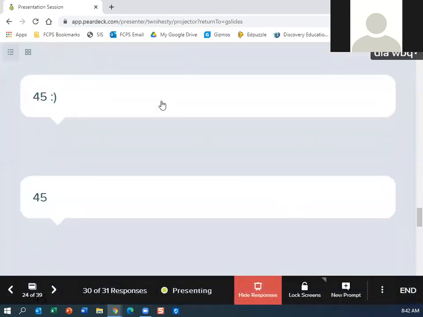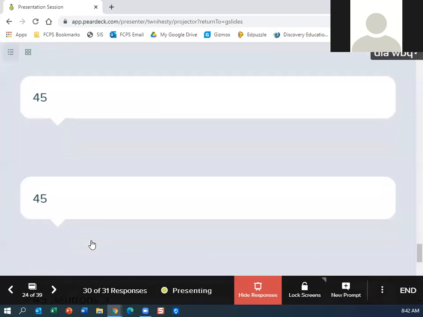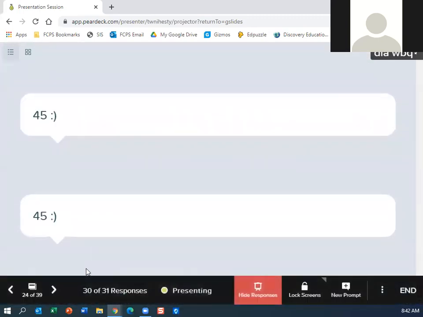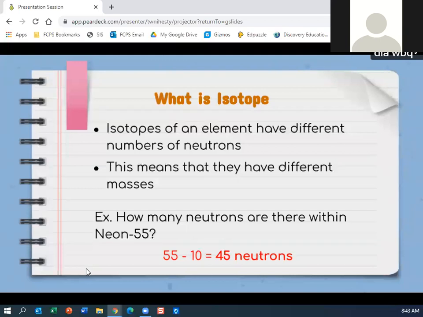Lovely, showing work. Smiley face. 35. Okay, calculation problem. 45, 45, 45. Lovely. If you guys don't remember how to get this, let me go back. It's 55, the mass number, minus the number of protons, which is 55 minus 10 to get 45. So do remember that.